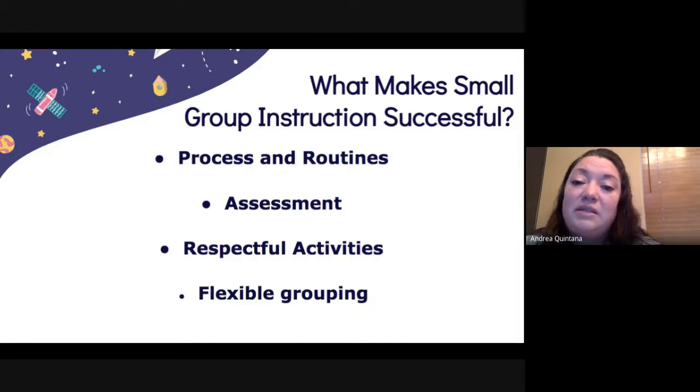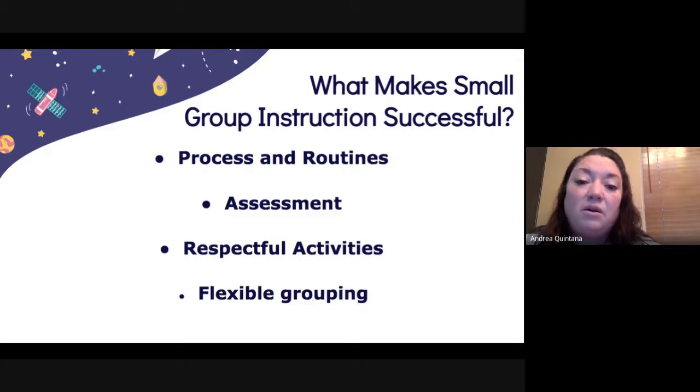I would suggest even allowing that process and routine be the small group outcome the first couple times that you try to do small groups. Just let them get the hang of transitioning into the group, having a small conversation with each other, possibly assigning some roles, getting the materials that they need, and then transitioning back out so that they can practice those process and routines and set them up for success.